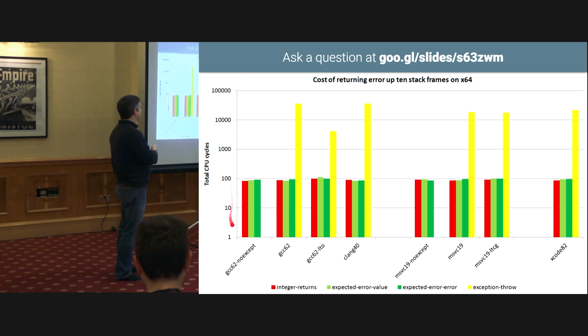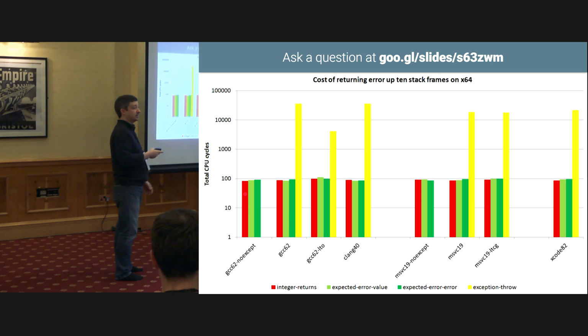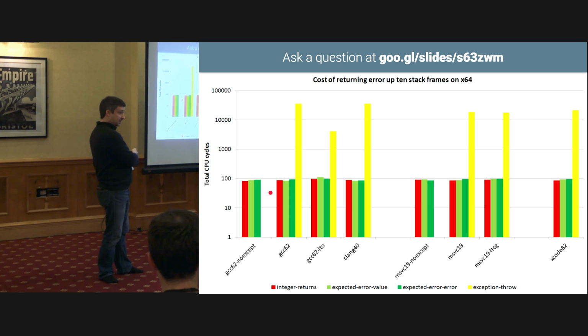And this is a log scale. The red bars are for integer error codes. This is C, so the standard C return code is the red bar. For the green, the light green one, this is for when expected is returning a value. So it's when it's returning a value, not an error. The dark green one, which hopefully you're able to see, is for when expected is returning an error state rather than a value. And then here your lovely, lovely yellow bars are for when you throw a C++ exception.